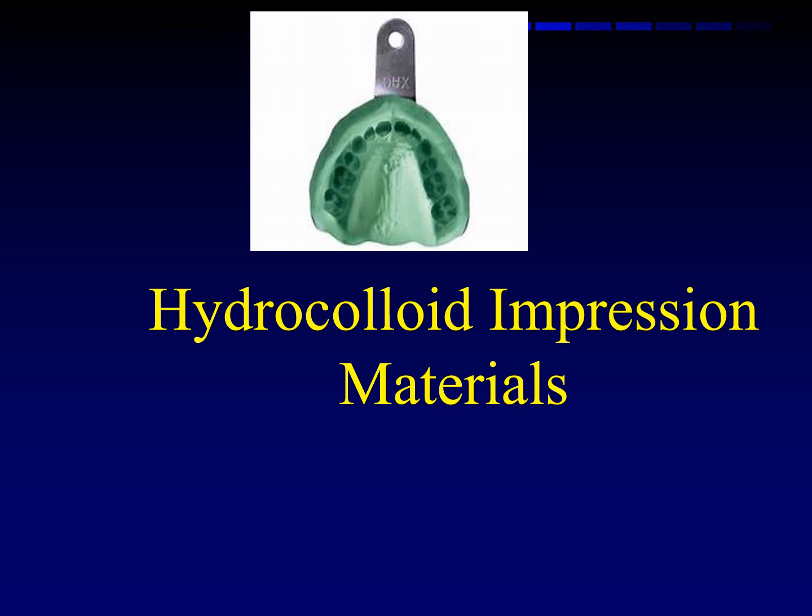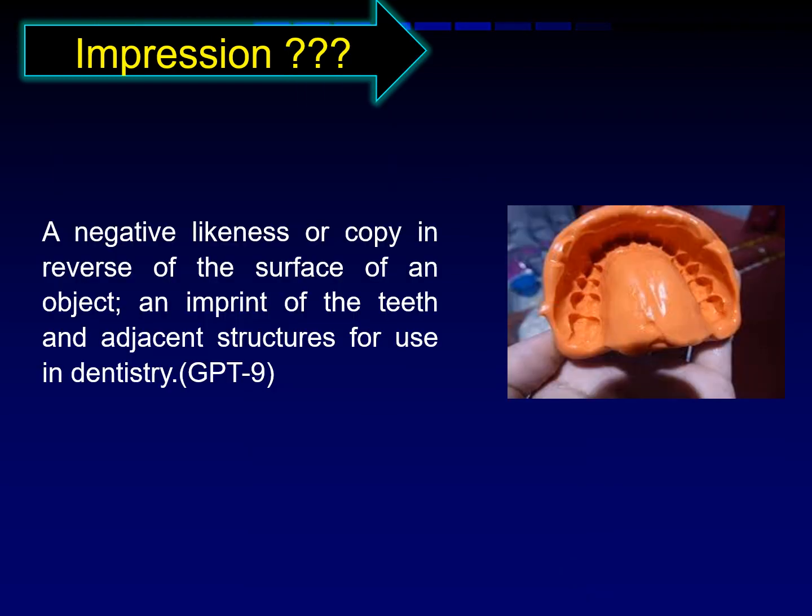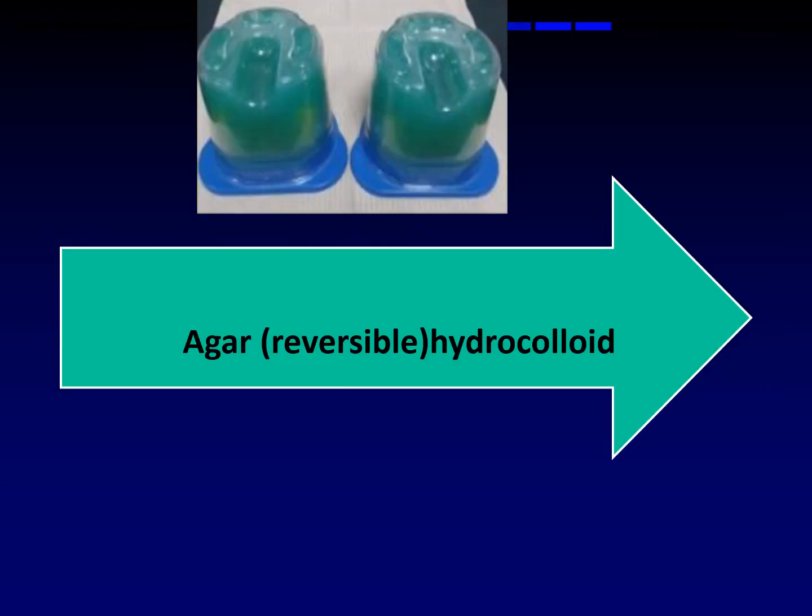Good morning. In this lecture, we can see the indications for hydrocolloid impression materials. We all know that for fabrication of any kind of dental prosthesis, like complete denture, removable partial denture, fixed partial denture, we need to make an impression. What is an impression? A negative likeness or copy in reverse of the surface of an object, or an imprint of the teeth and adjacent structures for use in dentistry.